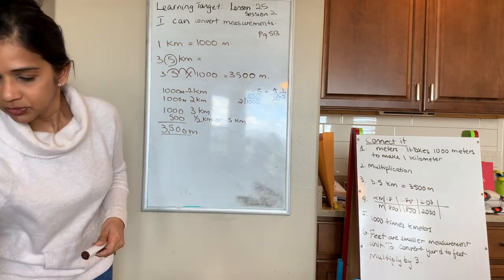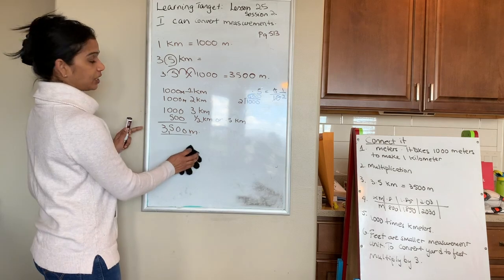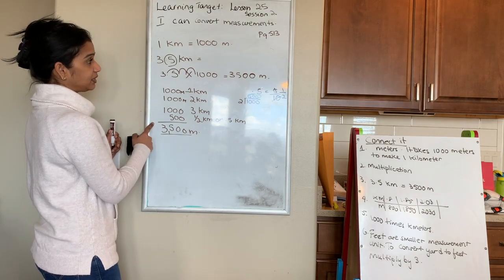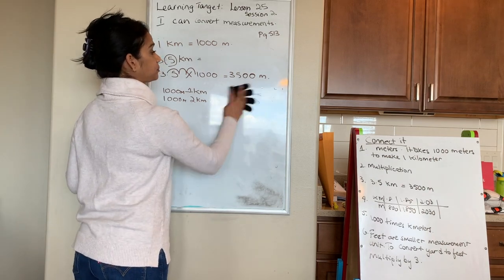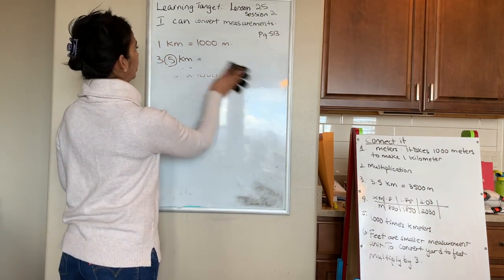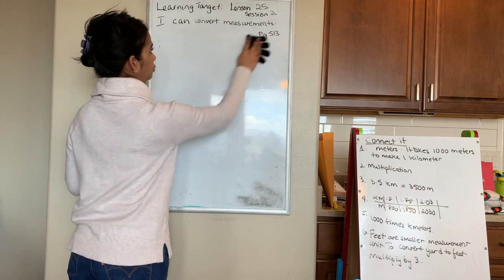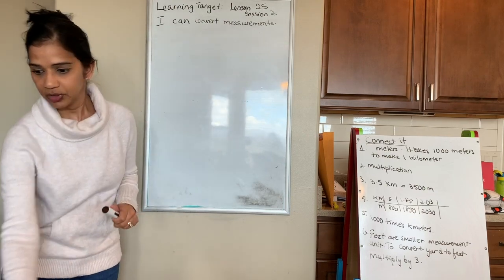Awesome. What did you guys think about that? Did you guys use any different methods? You could use one like this. You could use multiplying by the decimals. You can tell me in the chat what different methods you guys used. All right, let's go to the next one.